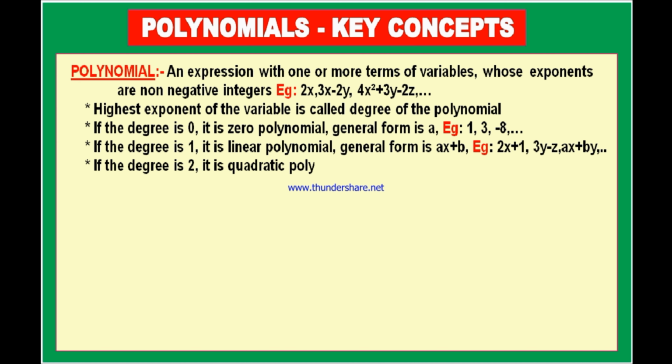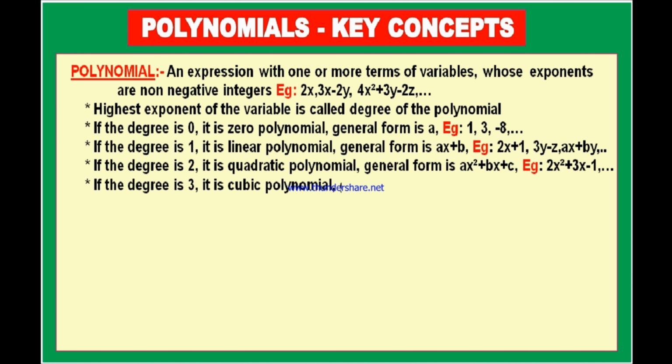And the next point: if the degree of any polynomial is 2, then it is a quadratic polynomial. The general form of the quadratic polynomial is ax square plus bx plus c. And here is an example, 2x square plus 3x minus 1. Here the highest exponent of x is 2, therefore it is a quadratic polynomial.